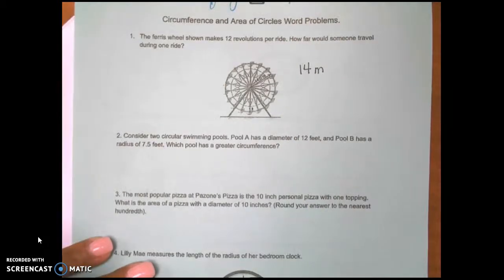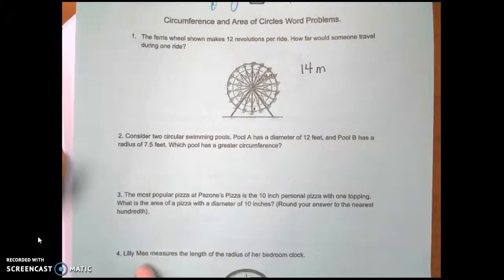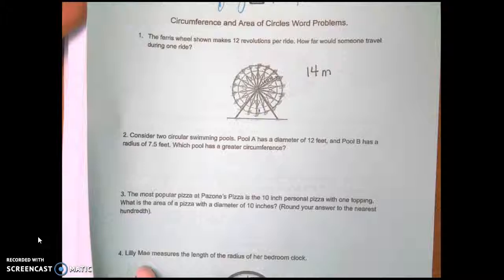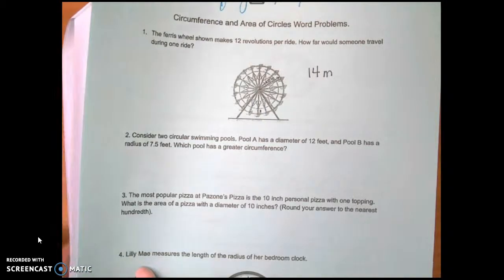What is 14 meters? Pay attention. We don't have it. Do y'all want to look at it anyway? Yeah, we'll look at it.